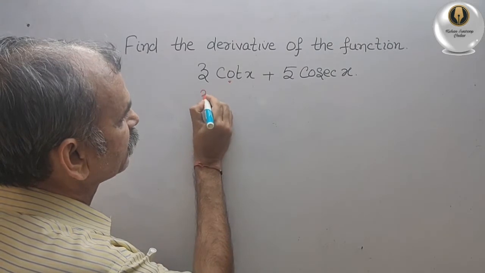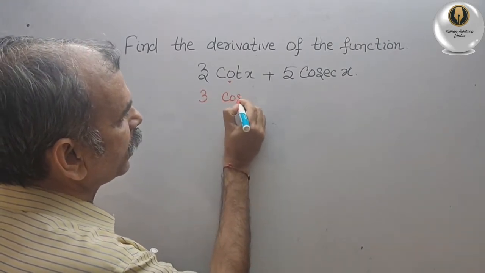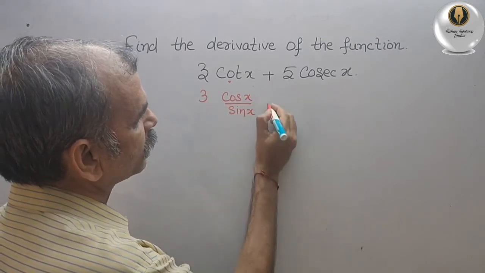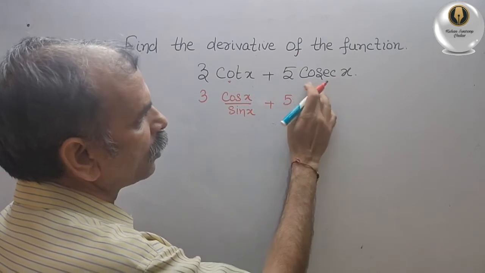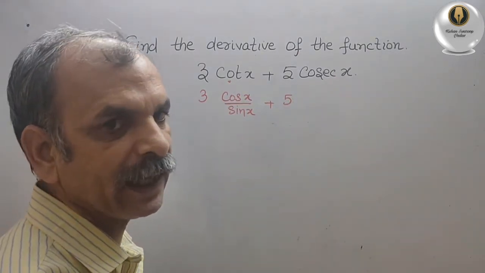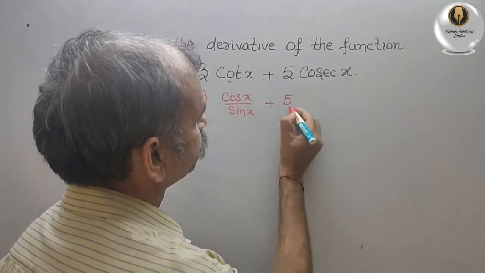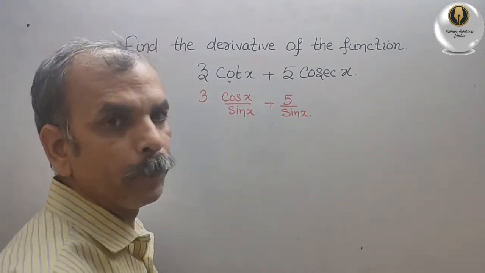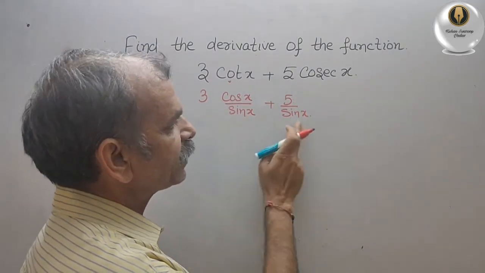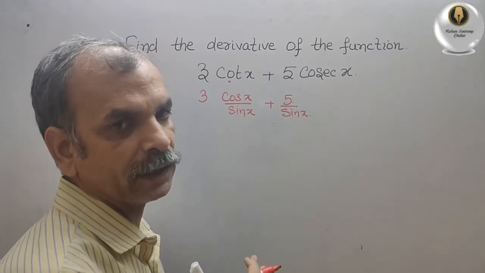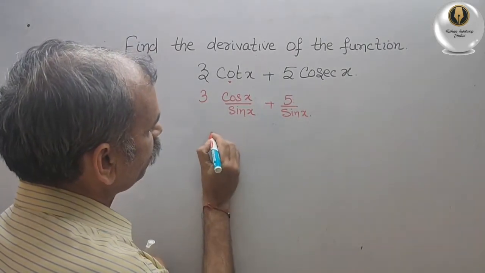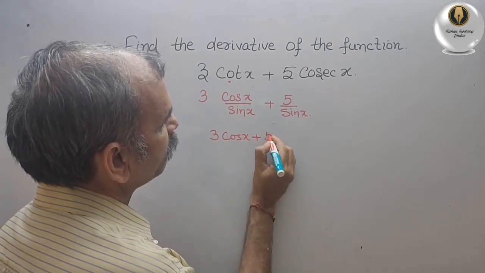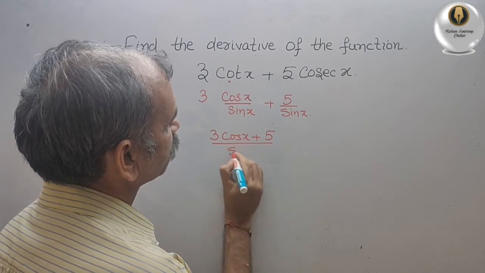That we will write as 3 cos x by sin x plus 5. Now cosec x is 1 by sin x, that means 5 by sin x. You can see sin x is common, that means it's the LCM for that. So what will you get? We will get (3 cos x plus 5) by sin x.